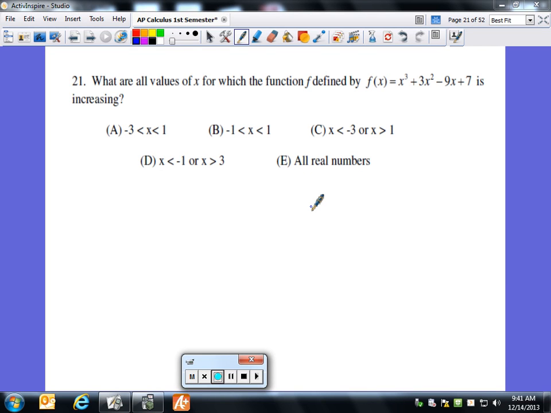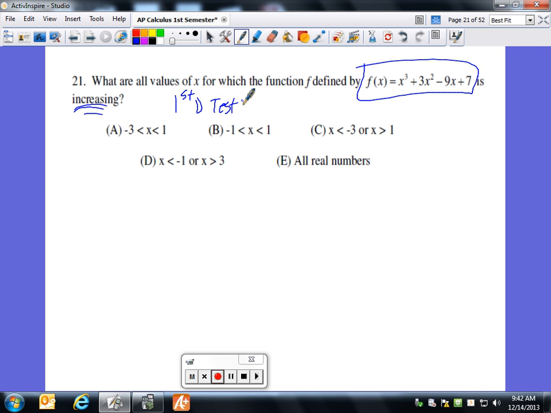Okay, so number 21. What are all the values of x for which the function f, defined by the following, is increasing? So if I want to see where f is increasing, the first derivative test says all I have to do is take the derivative and see where the intervals are positive. So first derivative test, I want to see where f prime of x is positive. Okay, so f prime of x is equal to 3x squared plus 6x minus 9.